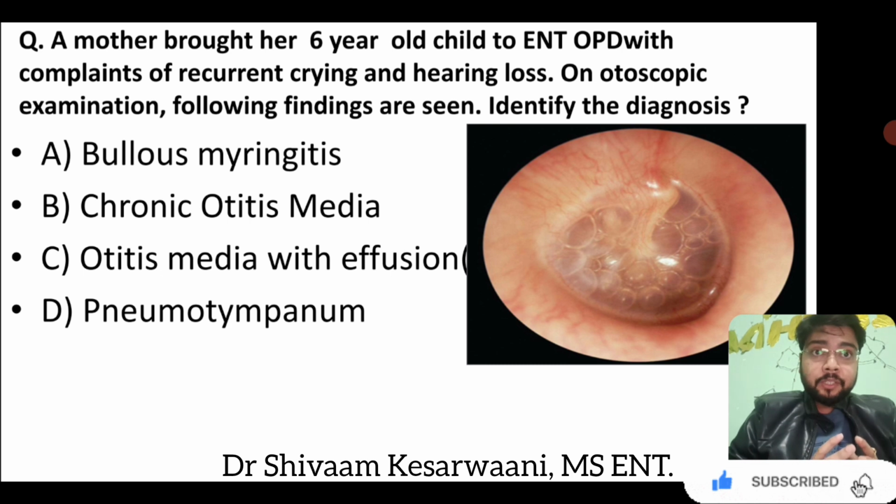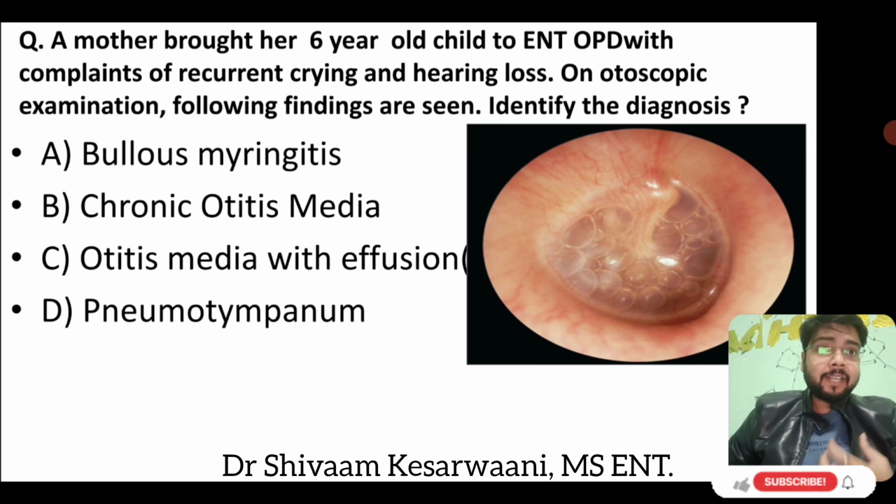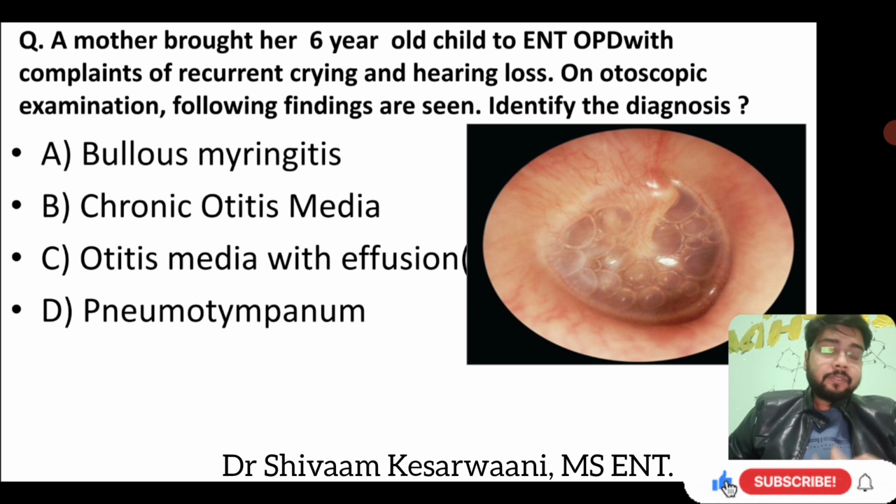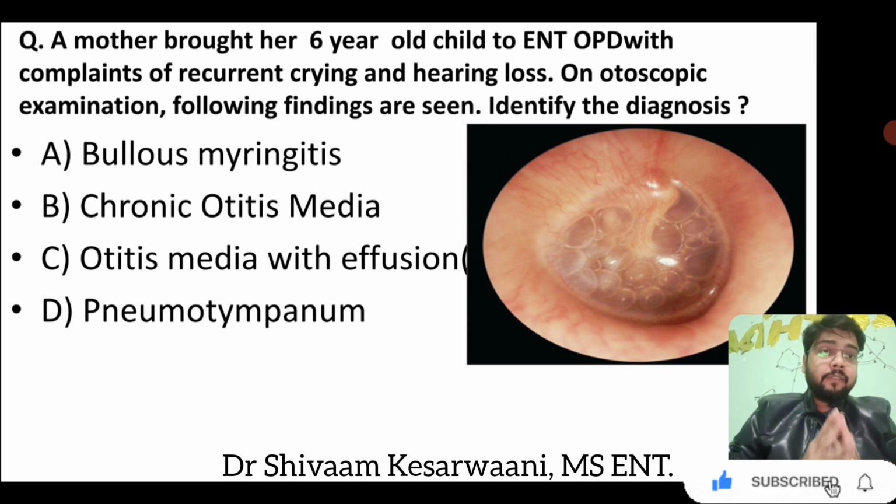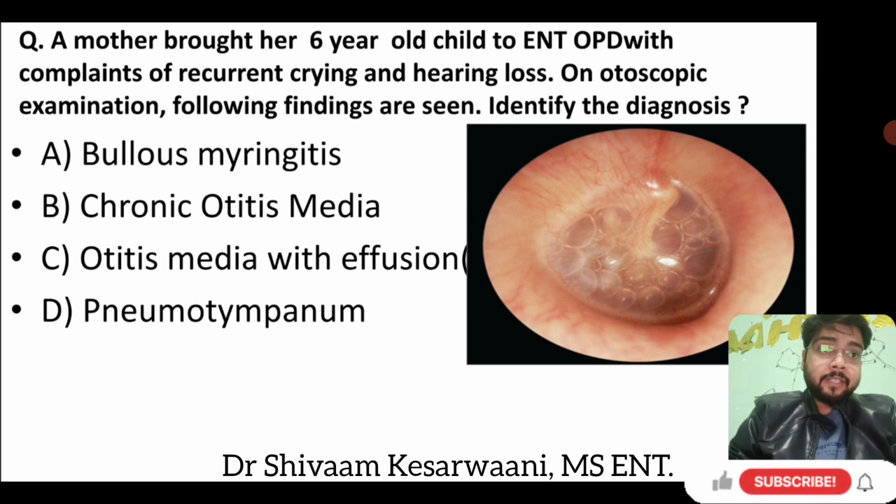Coming to the next important question. A mother brought her 6-year-old child to the ENT OPD with complaints of recurrent crying and hearing loss. Here you can see an otoscopic picture of that child's ear. Again, if we see the image, we can do the spot diagnosis, but let us read the options: whether it is bullous laryngitis, chronic otitis media with effusion, or pneumotympanum, right?